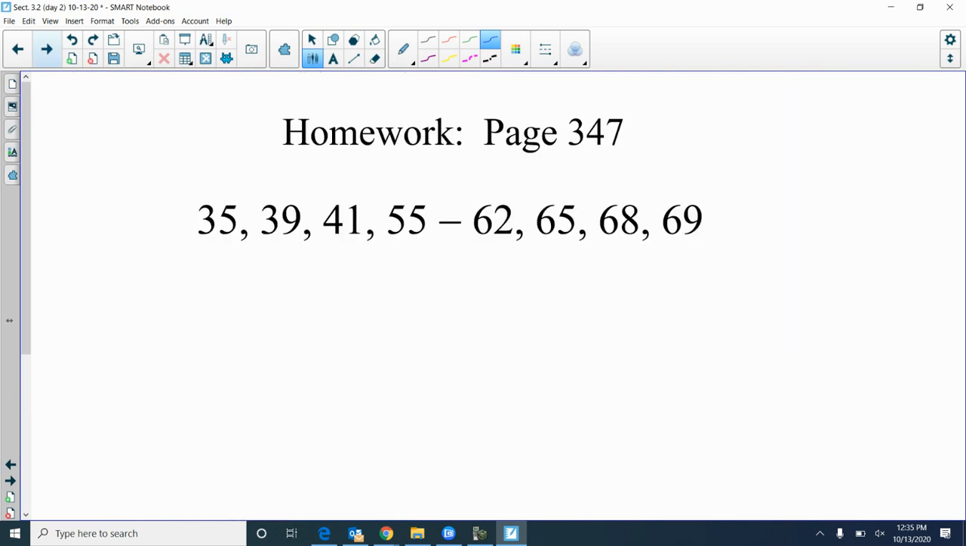Okay. Page 347. Probably the last 3 are graphs. It would help. It's not too important though.